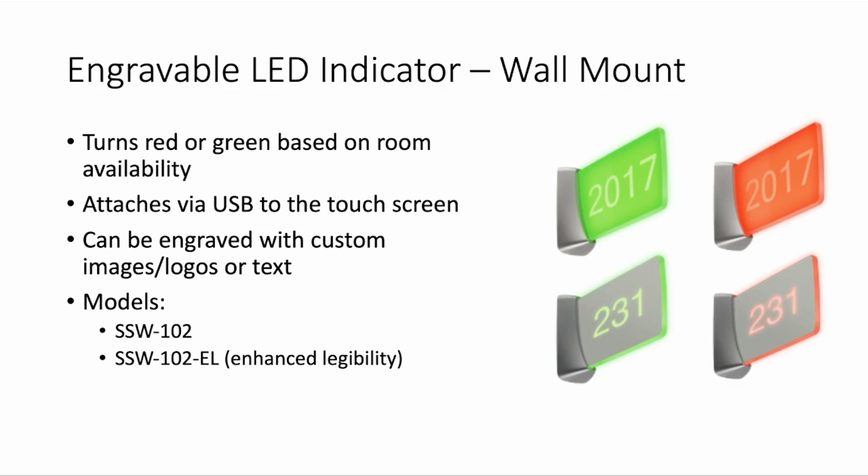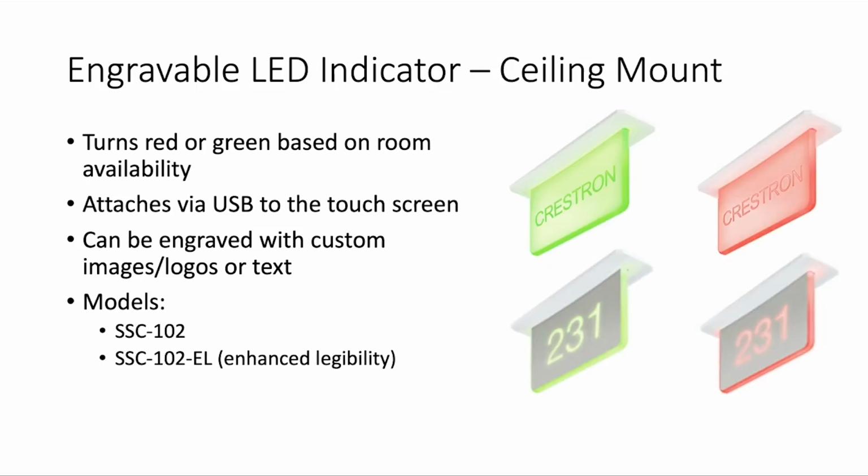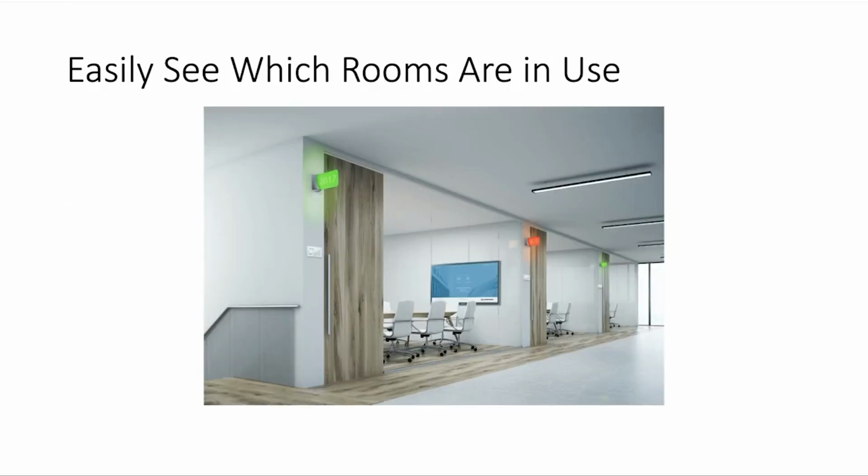All these signs are available in 2 models. There's the standard model, and then there's our new enhanced legibility model, which we encourage for new installations, that has that frosted finish that just makes it easier to see from further away and really makes the engraving or custom logo pop on it. We also have our ceiling mount signs, very similar to that wall mount sign, same size glass, you're just mounting in the ceiling, again, allowing you to tailor your signage to each space.